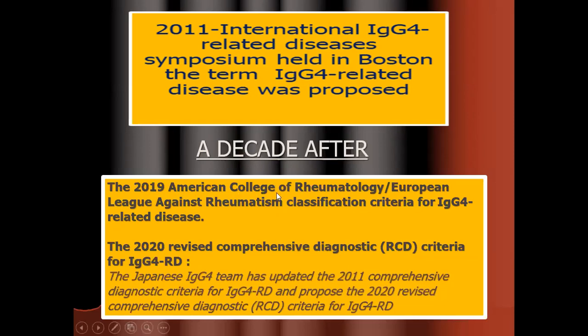The 2019 American College of Rheumatology and European League Against Rheumatism classification criteria for IgG4-related disease has been issued. In the Western world, they issued these classification criteria. And in Japan, the 2020 revised comprehensive diagnostic criteria for IgG4-related disease has been issued by the Japanese researchers. Actually, the American and European were concerned by research, but the Japanese were concerned by clinical work, and we will see how it comes, because this concern can explain to you the difference between the two events.